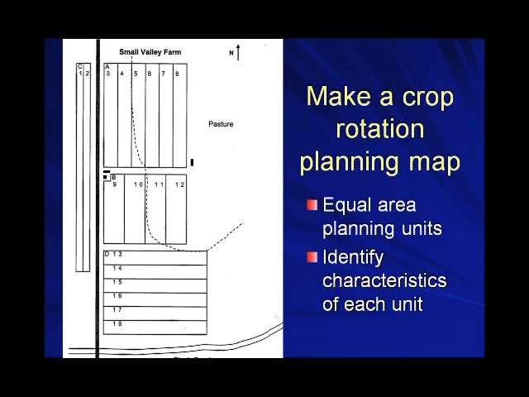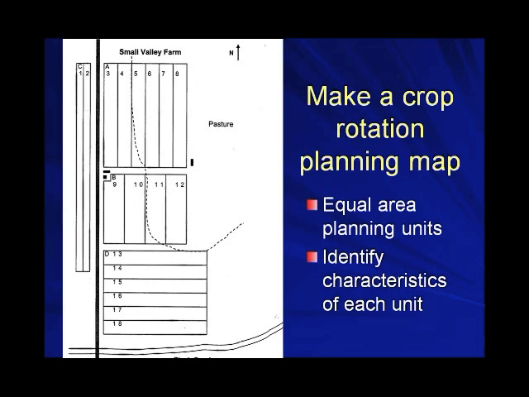This shows an example for a grain farm, and these are strips, which you often see on grain farms. The idea is that having the areas equal makes it easier to move crops from one field to another, because you're moving from one group of strips to another group of strips, and it's easier to keep track of where things are.